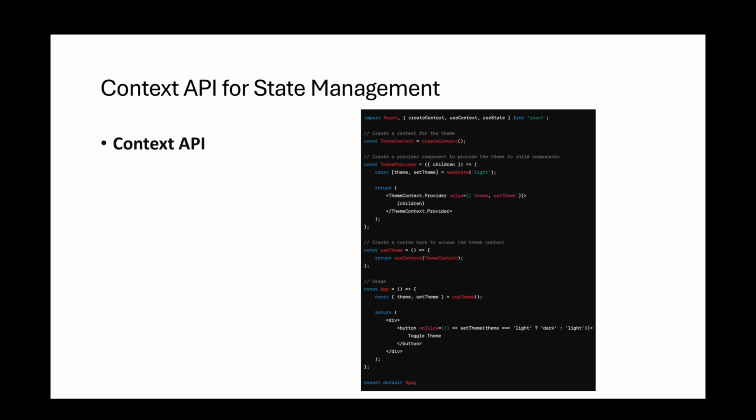Context API. The context API is a feature in React that allows data to be passed through the component tree without having to pass props manually at every level. It provides a way to share state between components without using props drilling.